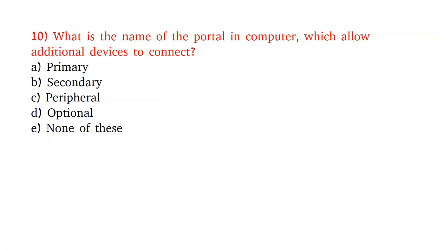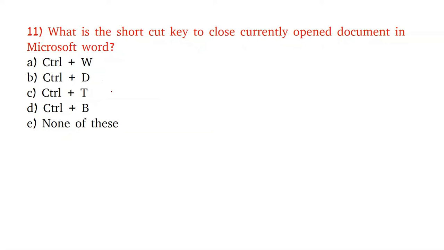Now 10th question here. What is the name of the portal in computer which allow additional devices to connect? A. Primary, B. Secondary, C. Peripheral, D. Optional, E. None of these. The correct answer is C. Peripheral.